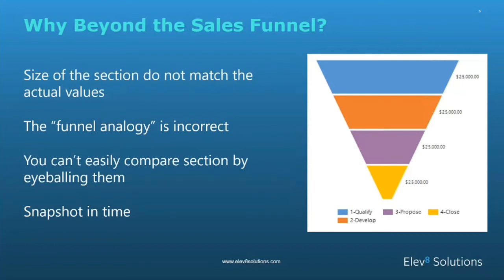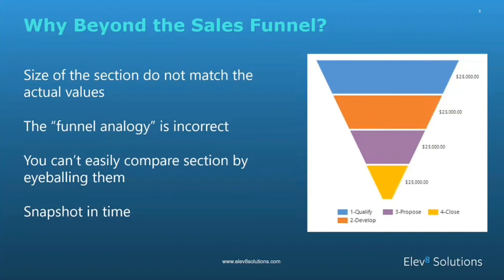Now what's interesting about this is that the size of the section actually doesn't match the actual value. So if you look a little bit closer on this chart here, you can see that all of these different triangles, or squares actually, have the same value of $25,000. But they vary vastly in size, making it look like the qualify stage is actually much, much bigger than the close stage. And then the whole funnel analogy isn't necessarily correct. I'll talk about that one a little bit later.